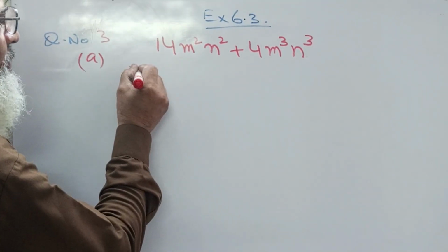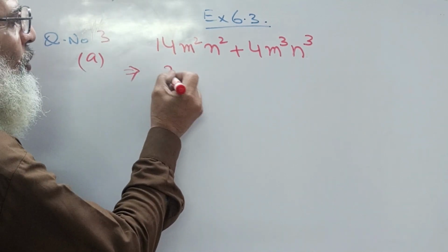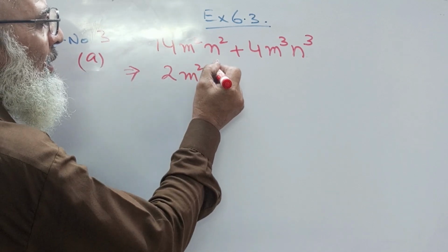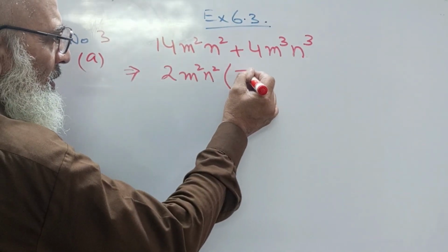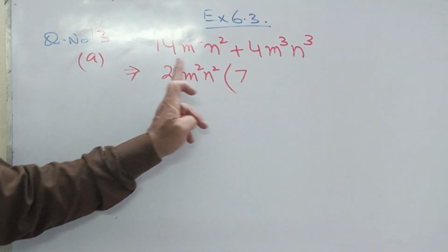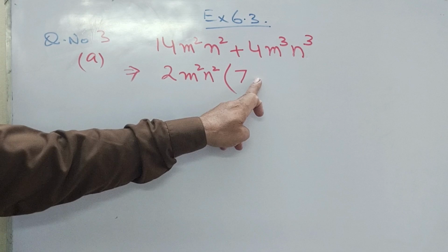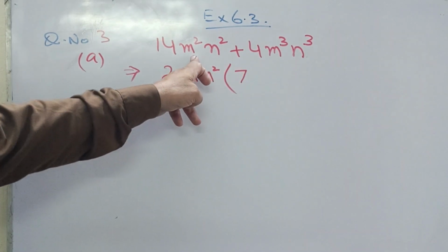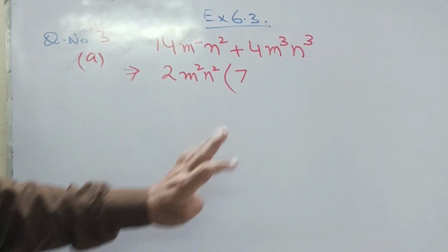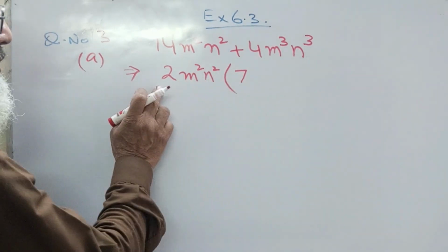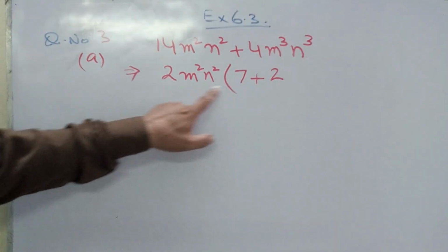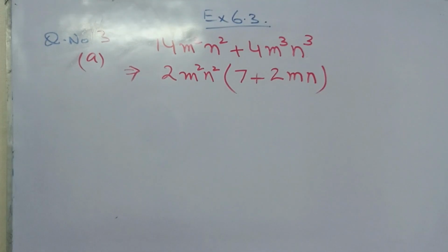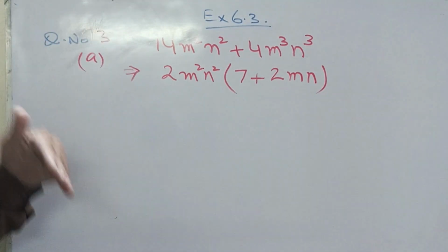So let me start from here. We can take 2 m square n square as a common. Now what will be inside? 2 times 7 is 14, so 7 is left, and for the second term, 2 times 2 is 4, and we still have 1 m here and 1 n over here. So this is the answer we get after factorization.